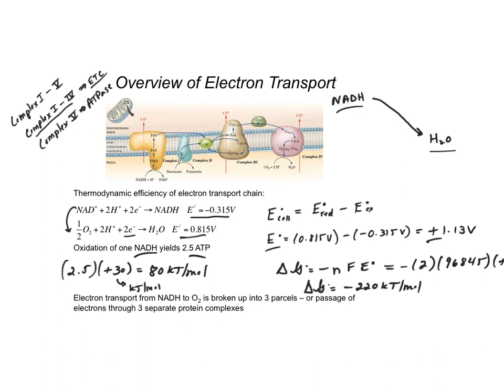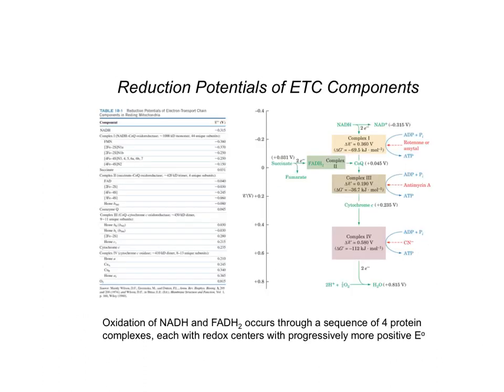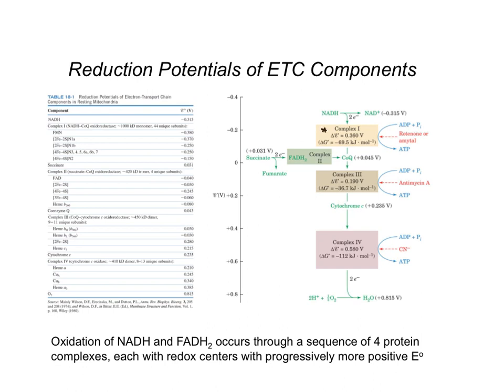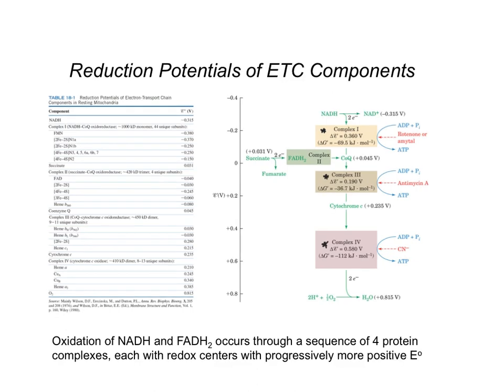Again, there are 4 complexes. Only 3 of those are actually going to participate in the translocation of protons from the matrix to the intermembrane space. That ends up being complex 1, complex 3, and complex 4. And we're going to talk about what each of these complexes does right now.